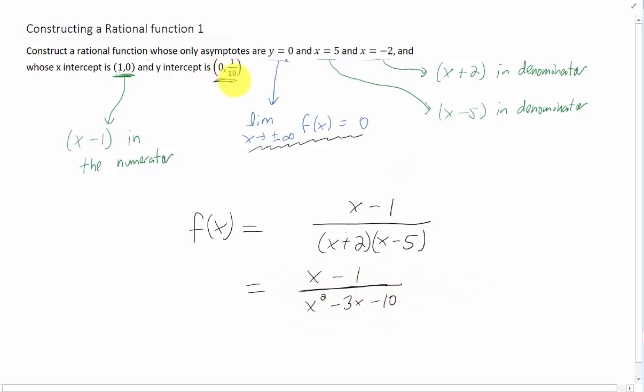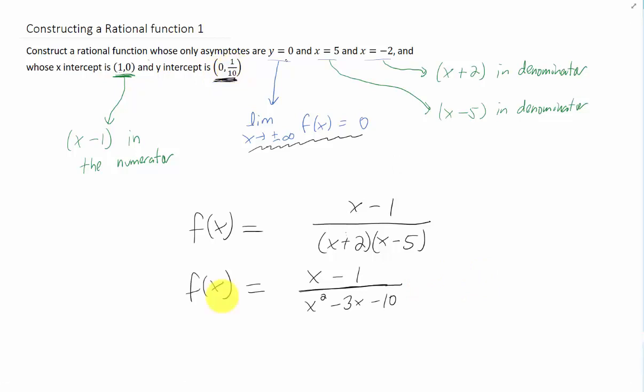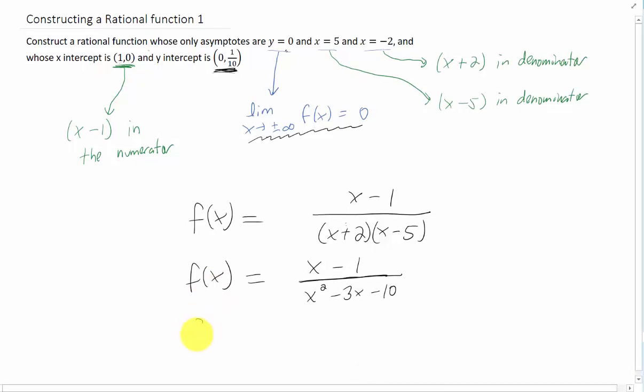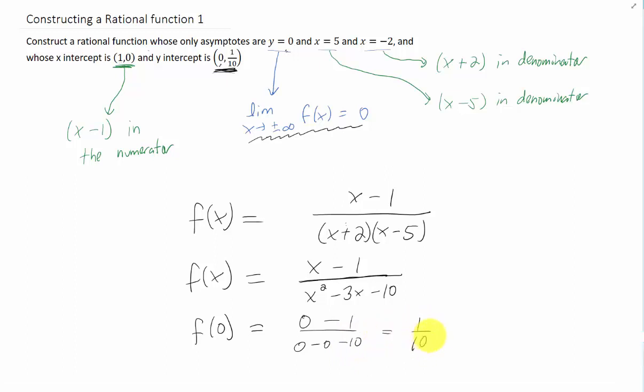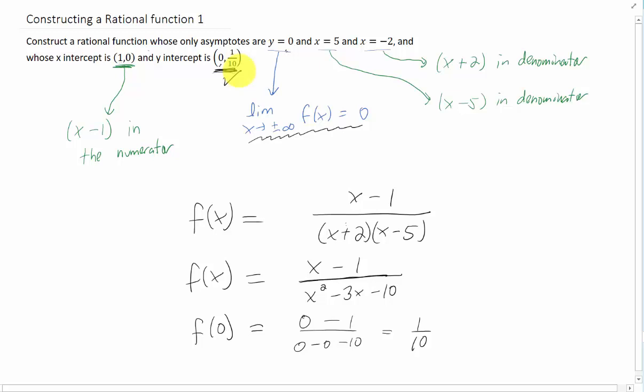Okay, how about this intercept, (0, 1/10)? Well, maybe there's a slightly more mathematical way to do this, and I think we'll do this in the next problem. But you can just notice that if we plug in x equals 0, that's this x equals 0 right here, into this function, we're going to get 0 minus 1 over 0 minus 0 minus 10, and that magically gives us 1/10. So this condition is kind of automatically satisfied based on what we've already done.